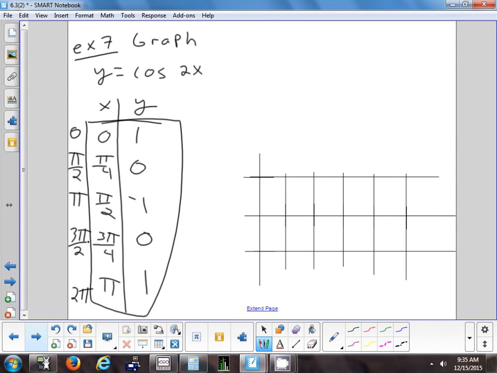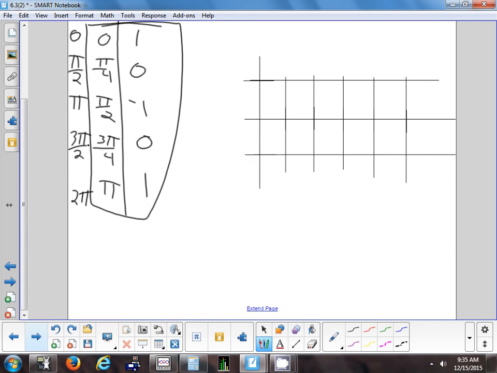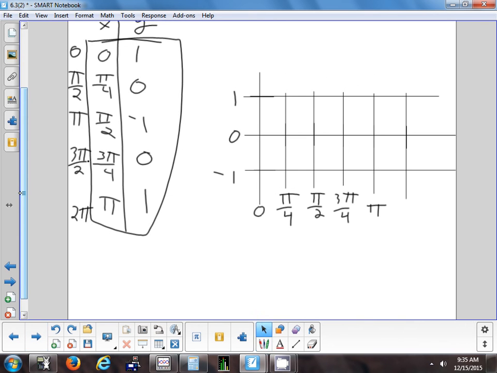Okay. I'm going to scale my x-axis using those numbers. So I've got 0, pi over 4. Since I didn't jump over 0, I don't have that weird thing where I'm skipping. That's not going to happen here. Pi over 2, 3 pi over 4, and pi. Right, and graph your points. So let's see. 1, 0, -1, 0, 1. Okay, questions on that one?